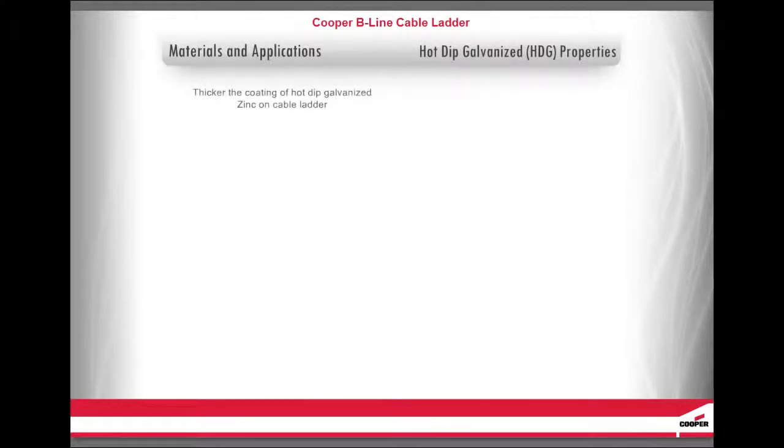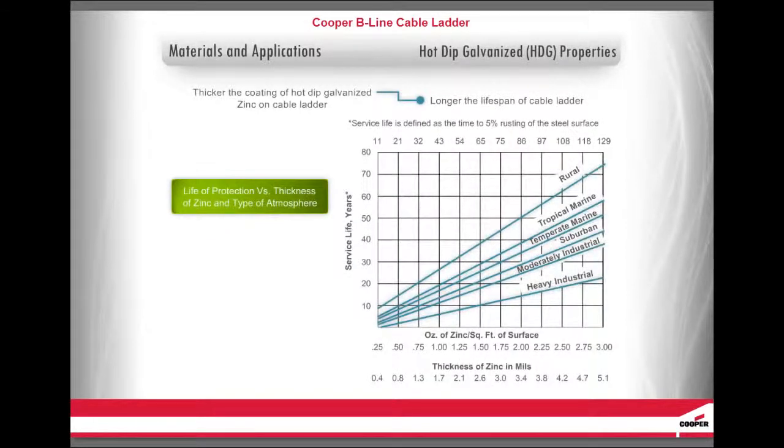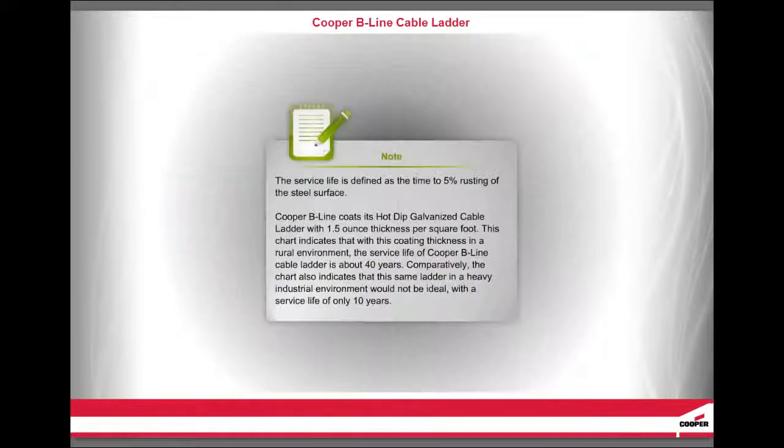As a rule, the thicker the coating of hot dip galvanized zinc on a cable ladder, the longer the lifespan of the ladder. Here is a comparison of ounces of zinc per square foot of surface coating on the cable ladder versus the service life in years. Note that coating thickness is linear to lifespan. Thicker coating is equal to longer lifespan, and Cooper Beeline ladder is coated to ASTM 123 with 1.5 ounce per square foot per side. The service life is defined as the time to 5% rusting of the steel surface.